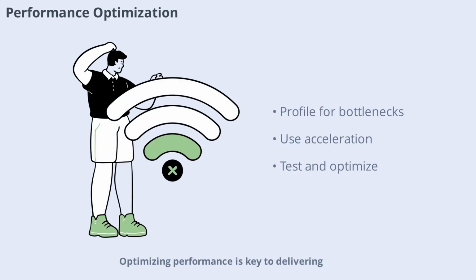Optimizing performance is key to delivering a responsive and efficient AI system. Profile your code and model to identify bottlenecks. Use hardware acceleration, parallel processing, or model compression techniques to speed up inference.